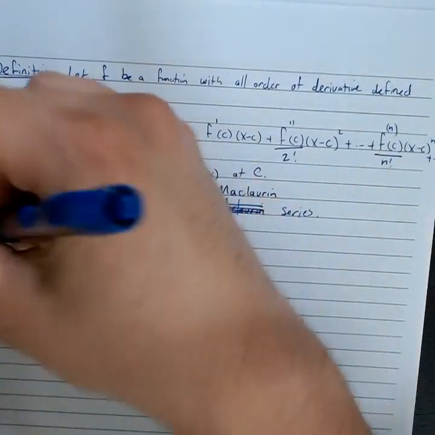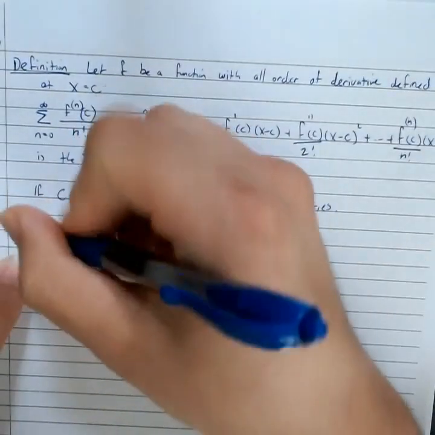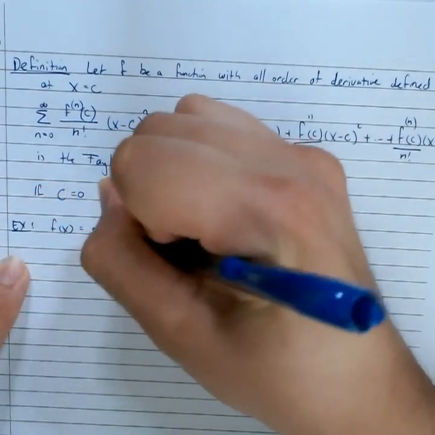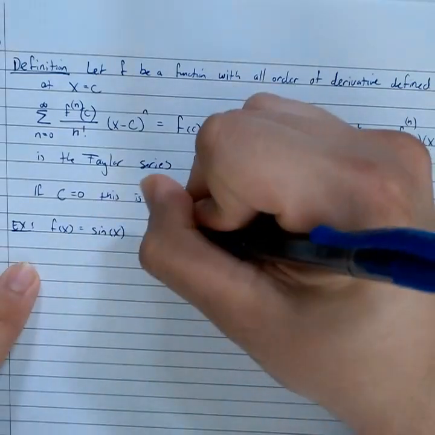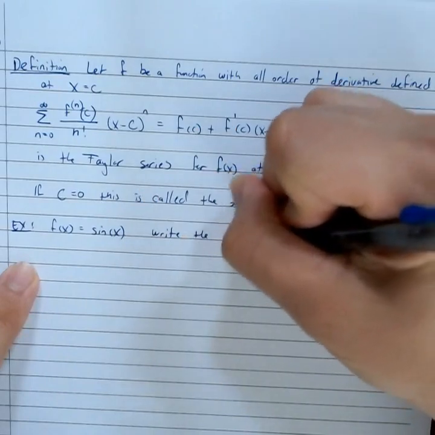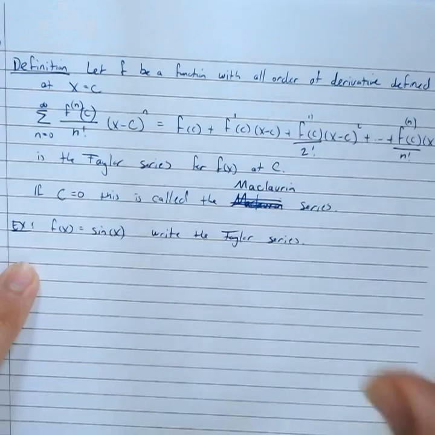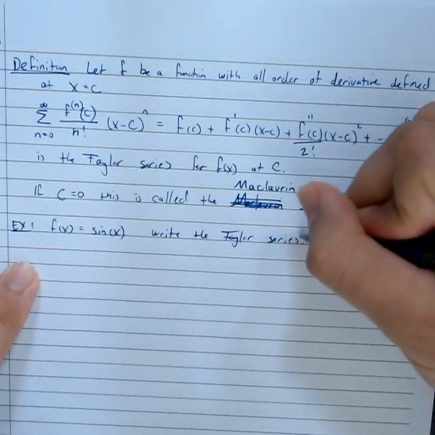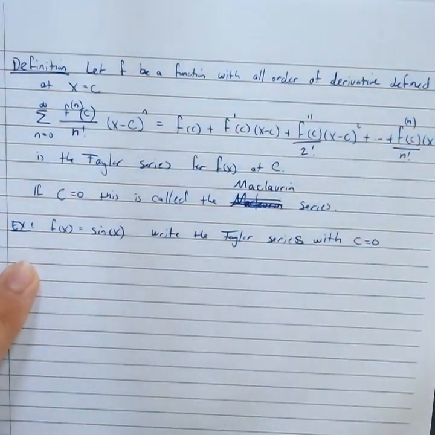Okay, so for example, let's say I'm going to take this function f of x is equal to sine of x. I can create a Taylor series. So let's write the Taylor series. And here we're going to center it at 0, with c equal to 0, or in other words, the Maclaurin series.